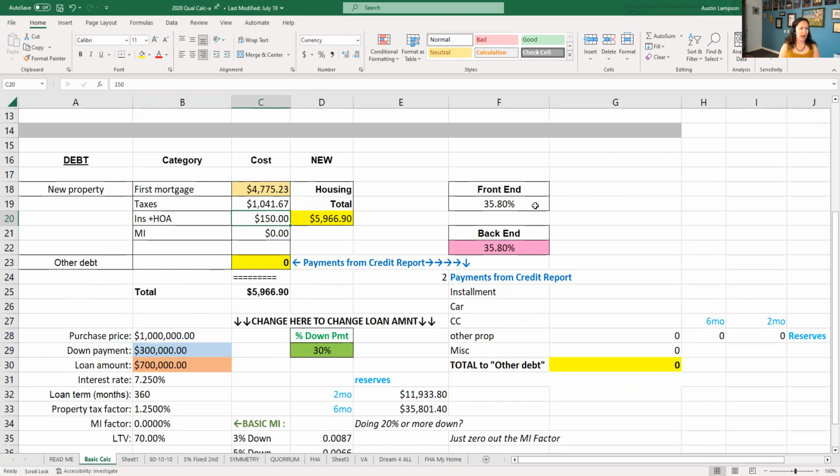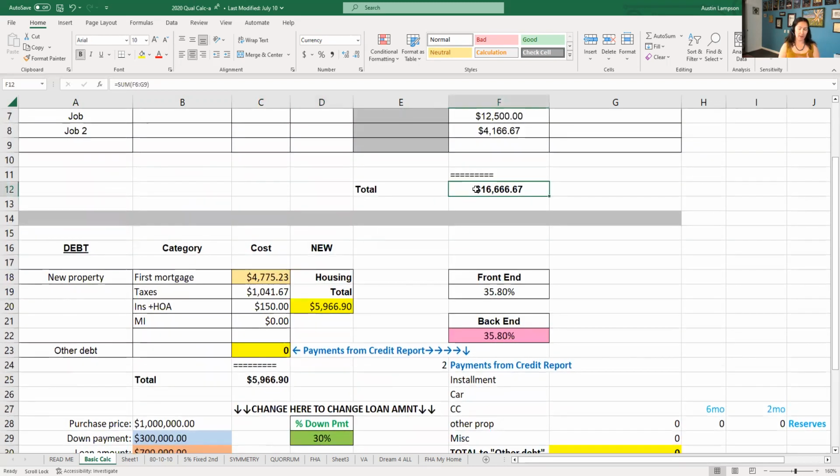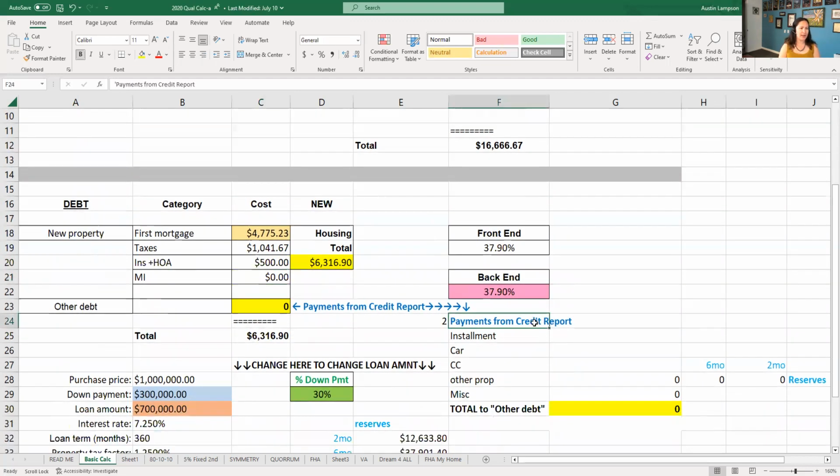You'll notice right now our front end ratio and our back end ratio are the same. Your front end ratio is your housing expenses in relation to your income. So let's say your insurance is super expensive and it's 500 bucks a month. You can see how that changes the equation. Now the back end ratio is everything in the payments from your credit report and the rest of your life in relation to the income.